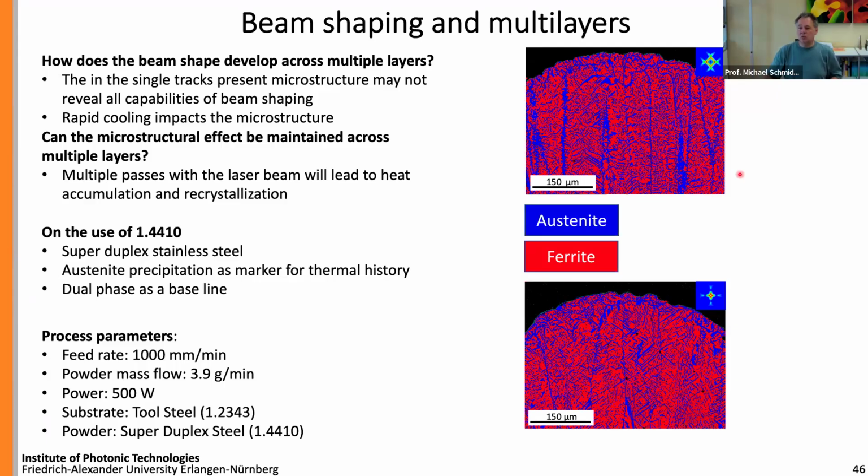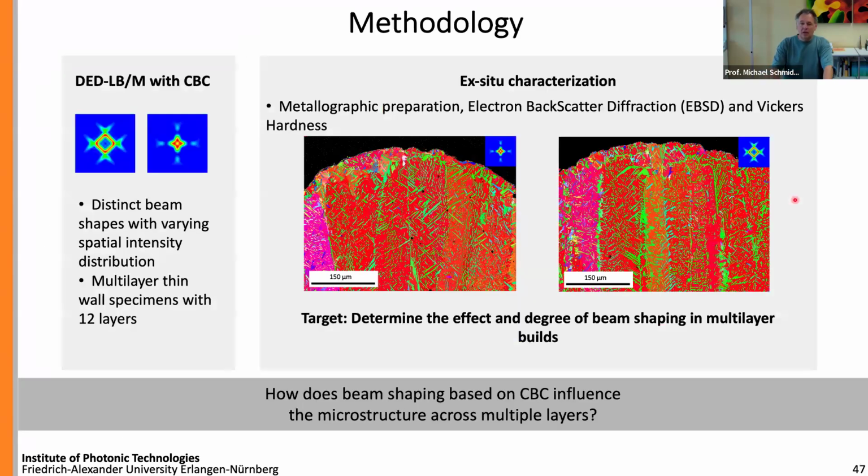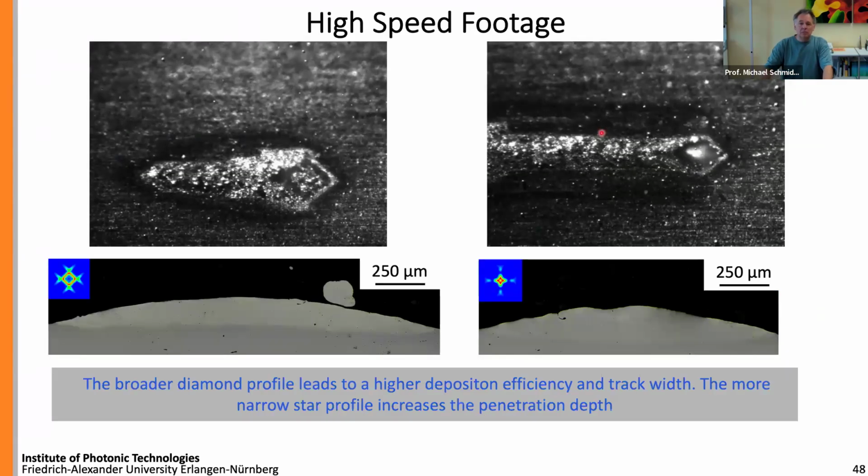We tested here two beam shapes. Let's call the one the star-like shape and the other one the diamond-like shape. The upper one is diamond, the lower one is star-like. Here you do not see too many differences. We did then metallographic preparation and EBSD and Vickers hardness tests to see what was going on.